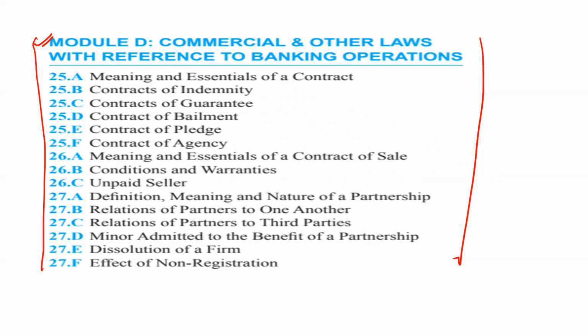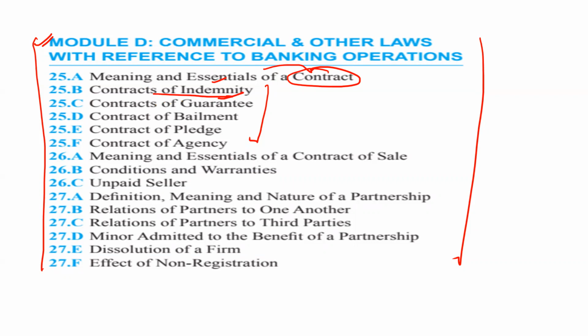So what do we have to cover? First of all, under that, we have 25A, that is the meaning and essentials of the contract. Then we have to discuss the different types of contract. First, the contract of indemnity. Second, the contract of guarantee.